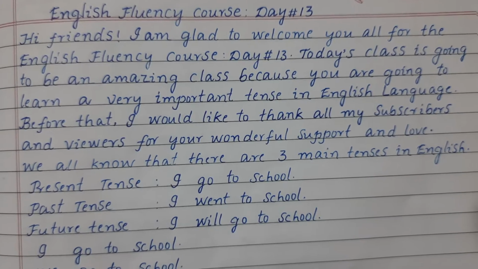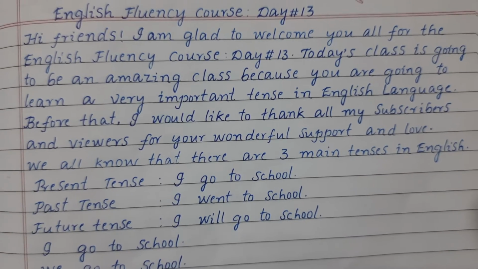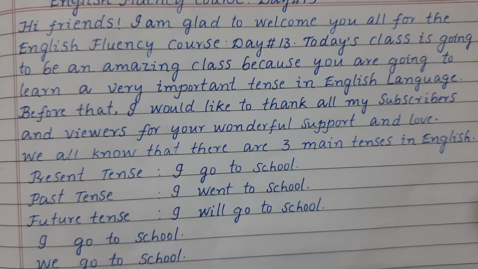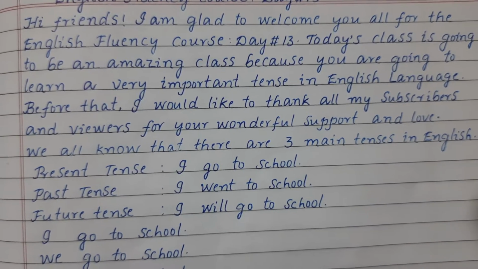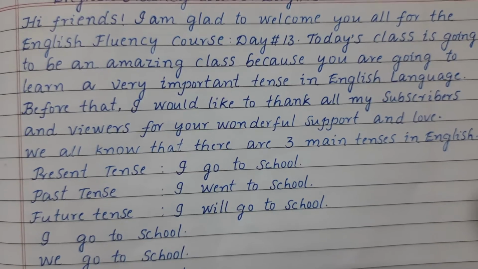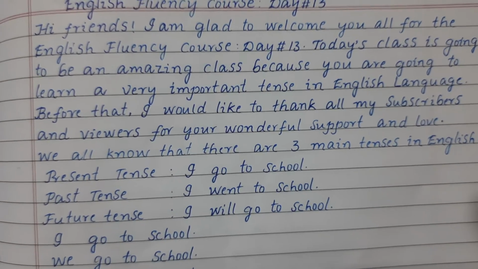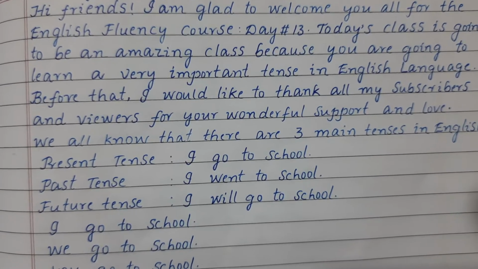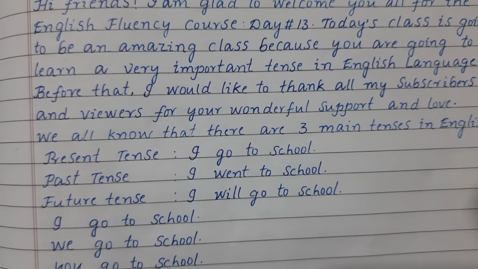We all know that there are three main tenses in English. There are present tense, past tense and future tense. I go, I went, I will go. To describe the completed action, we use past tense. To describe the action which will take place in the future, we use future tense.